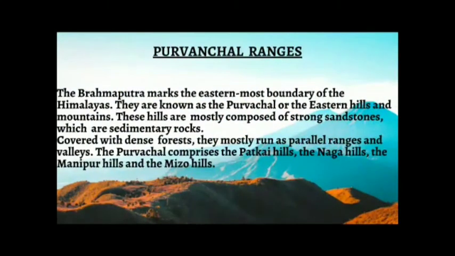The last part of the Himalayan ranges, the Purvanchal ranges, is present in the northeastern part. The Brahmaputra river enters India, and that marks the easternmost boundary of the Himalayas. They are known as Purvanchal or the eastern hills and mountains. These hills are mostly composed of strong sandstones, which are sedimentary rocks. This area is covered with dense forest and mostly runs as parallel ranges and valleys. The Purvanchal comprises the Patkai Hills, Naga Hills, Manipur Hills and Mizo Hills. All these hills are present in the Purvanchal ranges, in the northeastern part of India.